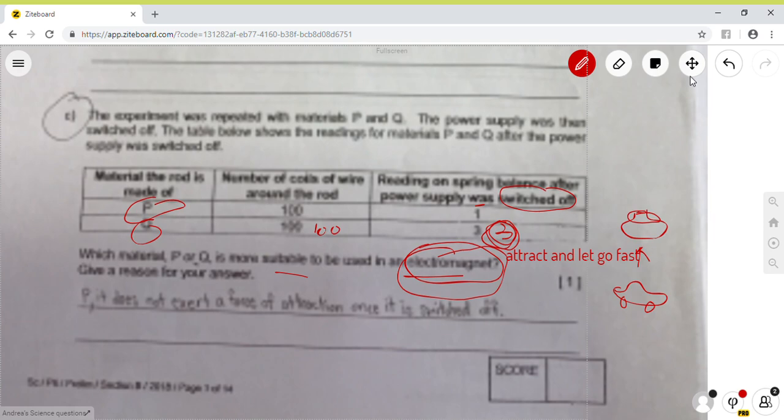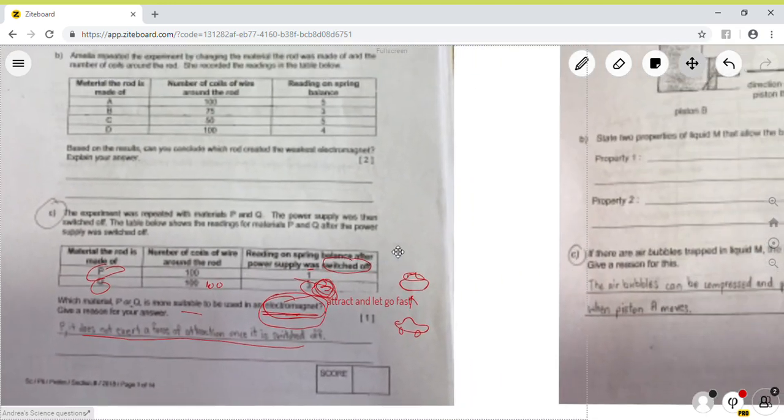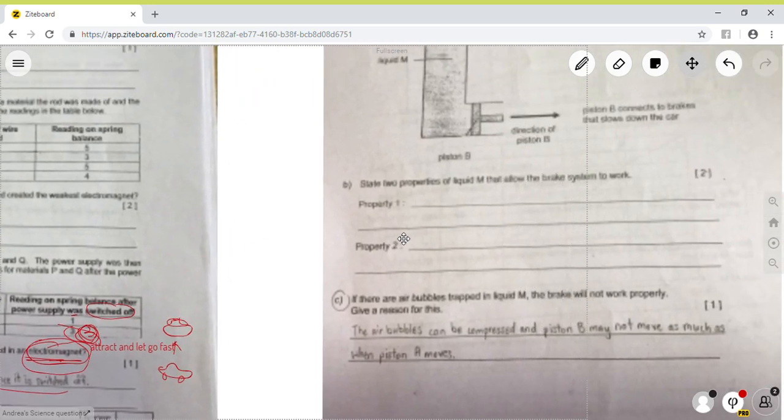So why? Because it does not exert a force once it is switched off, whereas Q still continues to exert a force. So you just have to talk about the criteria for an electromagnet. Yeah, the criteria is not explained here, even though the option is correct.